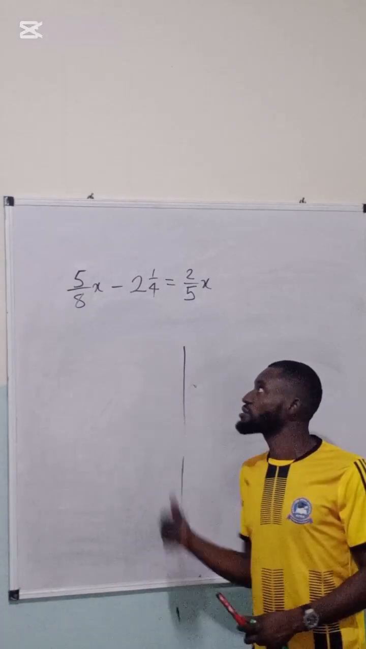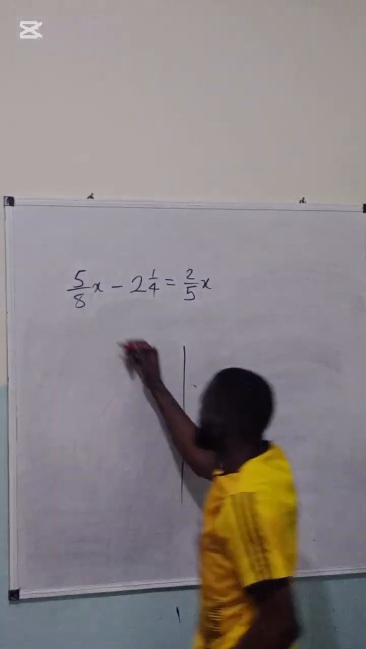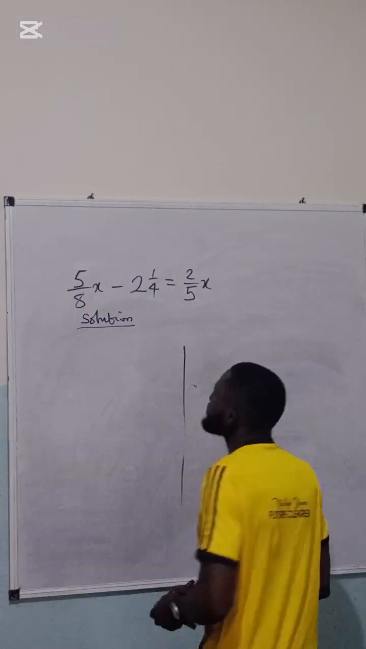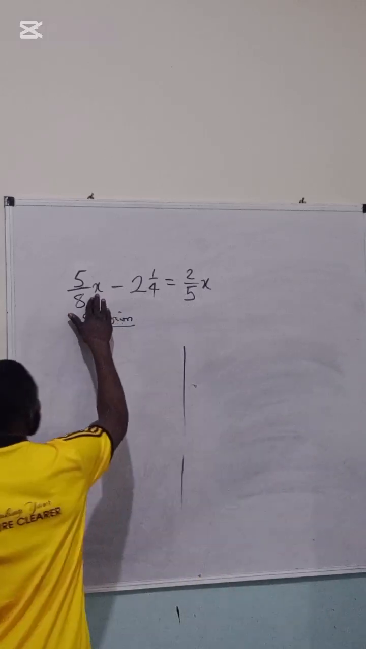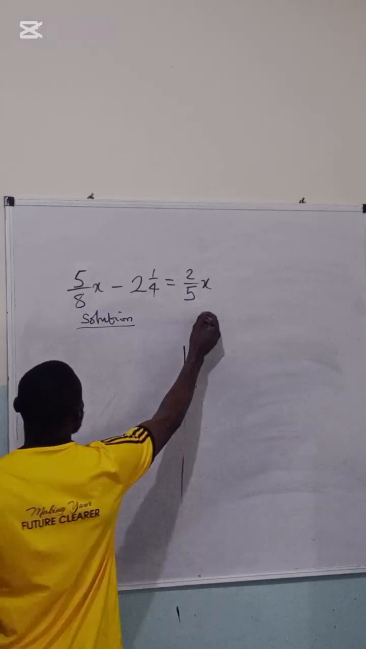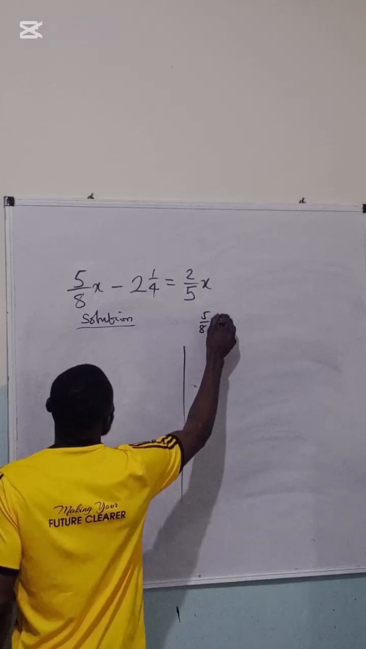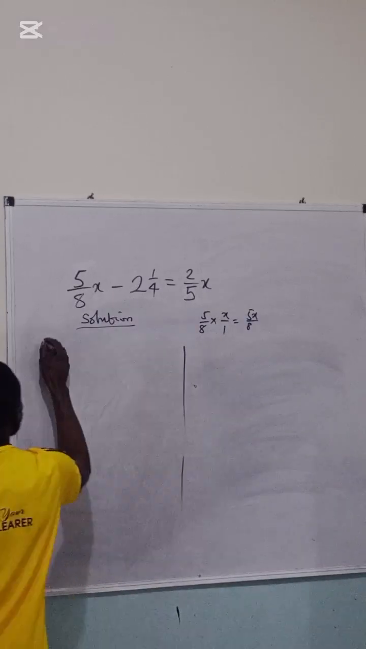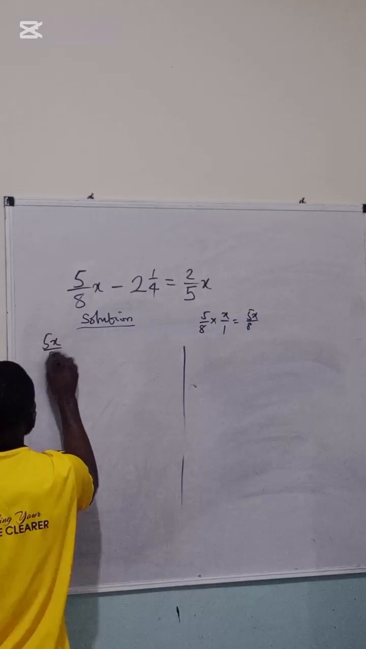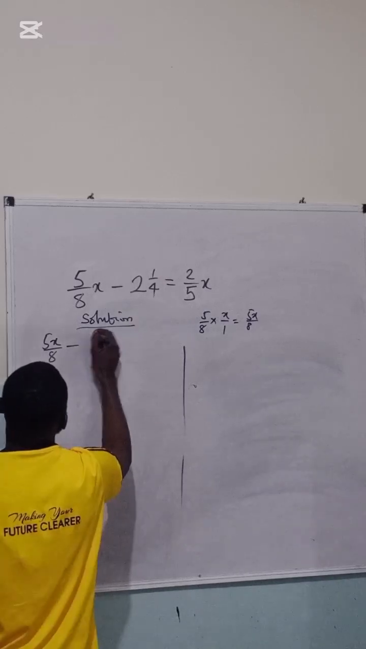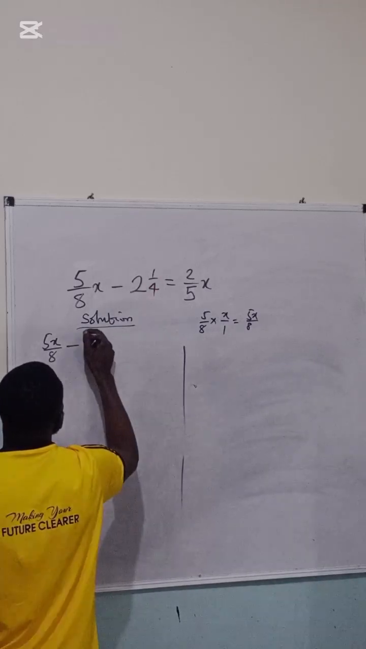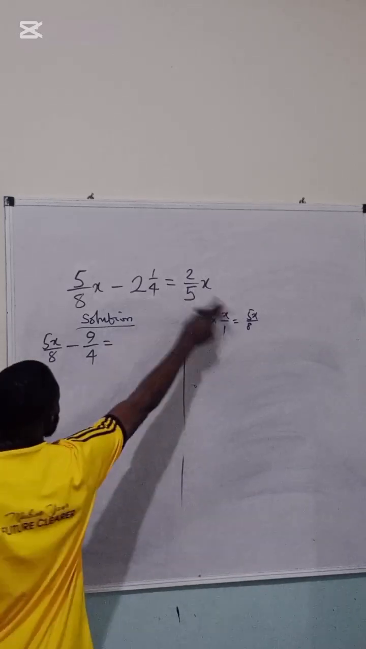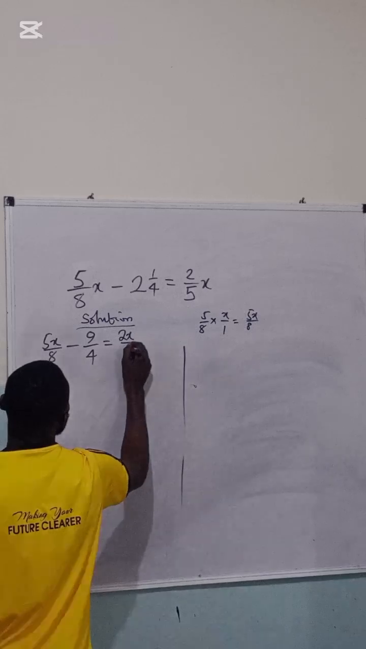So quickly let's solve this fractional equation on the board. Solution. Okay, so first thing is to place this x very well by observing that 5 over 8 multiplied by x over 1 becomes 5x over 8. So with that we have 5x over 8 minus, this is going to be 4 times 2 is 8 plus 1, 9 over 4 will be equal to, same thing applies here, we have 2x over 5.